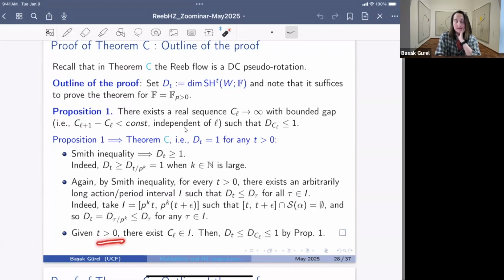Finally, given T. Remember, I'm trying to use proposition 1 to obtain theorem C. So given a positive T, I can find a c_l in this interval because this is a bounded gap sequence, so it's going to intersect these intervals. So I can find one there. And then using what I have, d tau for anyone in this interval will be less than or equal to d c_l, and this is less than or equal to 1 by proposition 1. And now I have this, which tells me that this is 1. So I need to prove this thing.